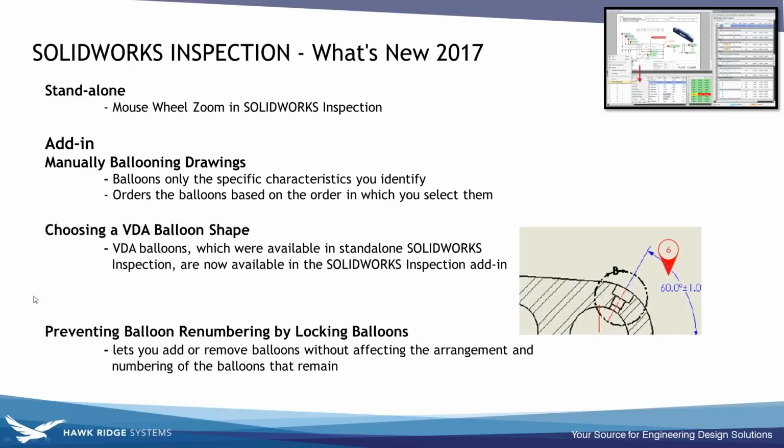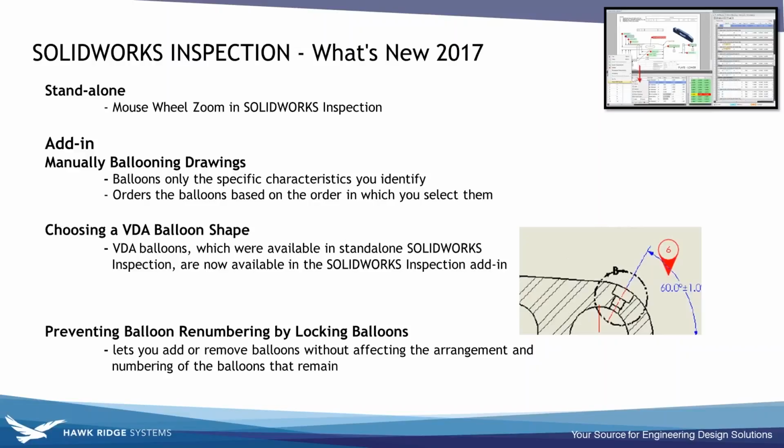Preventing balloon renumbering by locking balloons. This is by far the most important enhancement of Inspection for 2017. So what this means is that, say that you balloon your drawing for the inspection report. We have balloons 1 through 15. Now you go back and you say, you know what, we don't need to inspect to balloon number 9. You delete that balloon. What would happen is balloon number 10 would become 9, balloon number 11 would become 10, 12 would become 11, 13 would become 12, and so forth to the very end. Which didn't seem like a big deal, but it is a big deal if you've already created an inspection report off of that, you've already printed it, that's on the shop floor, and QC is inspecting to it, and you're like, oh, I just want to delete this.